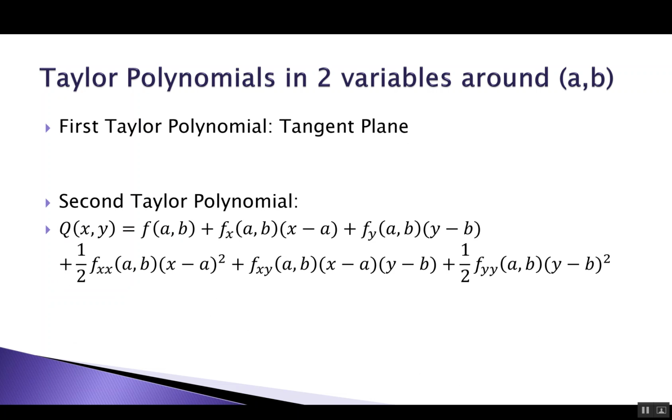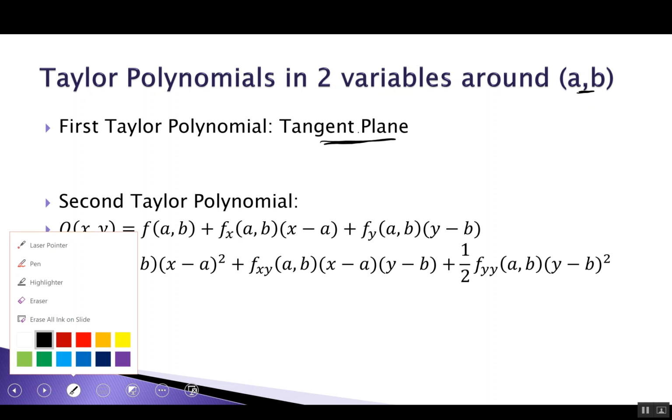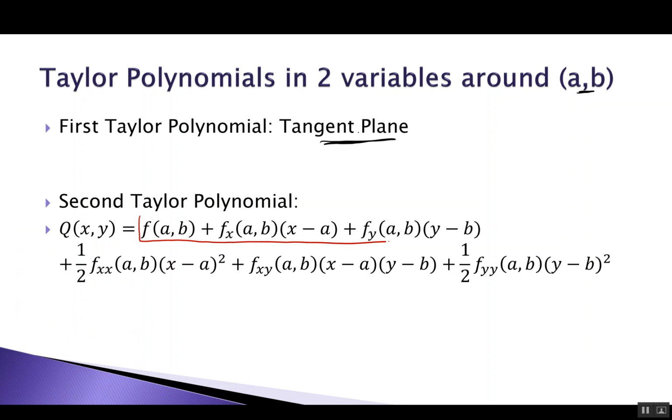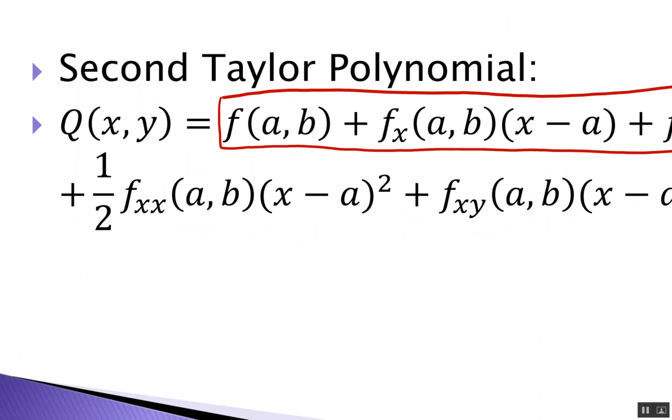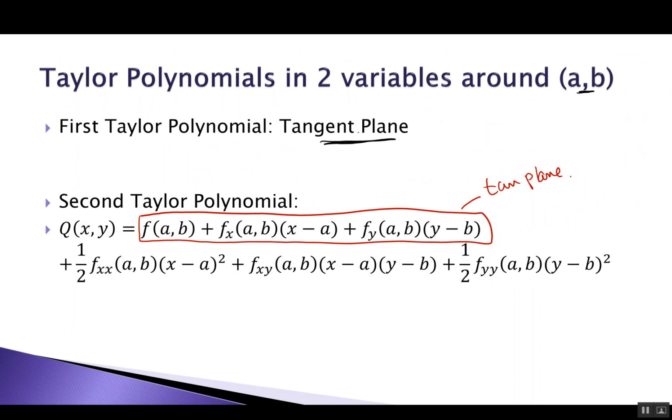There are extensions to Taylor polynomials when you have more than 2 variables. Again, we're going to do it around a point like we did. And again, the first Taylor polynomial is just the tangent plane. Since we have 2 input variables, we don't have a tangent line anymore, we have a tangent plane. So the first Taylor polynomial is the tangent plane, there's my tangent plane. And then for my second Taylor polynomial, I add this stuff along the bottom.